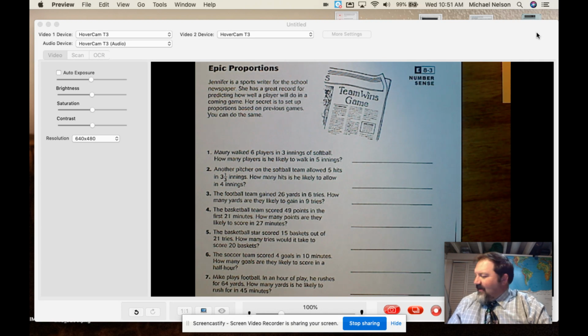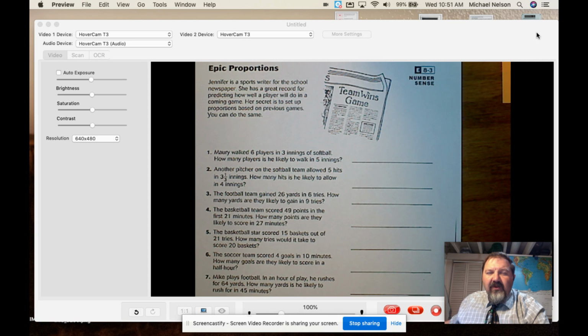But we like that, right? Okay. Epic proportions. Proportions and ratios are very similar. They are comparing two things to each other, such as players and innings in number one, but also then they're comparing them with another comparison. And so again, we'll talk a little more in depth as we do the problems.